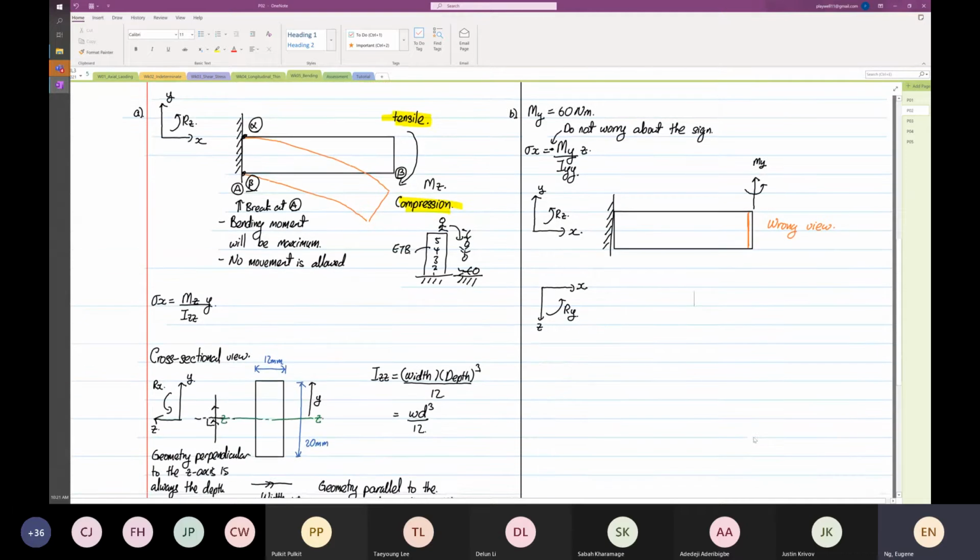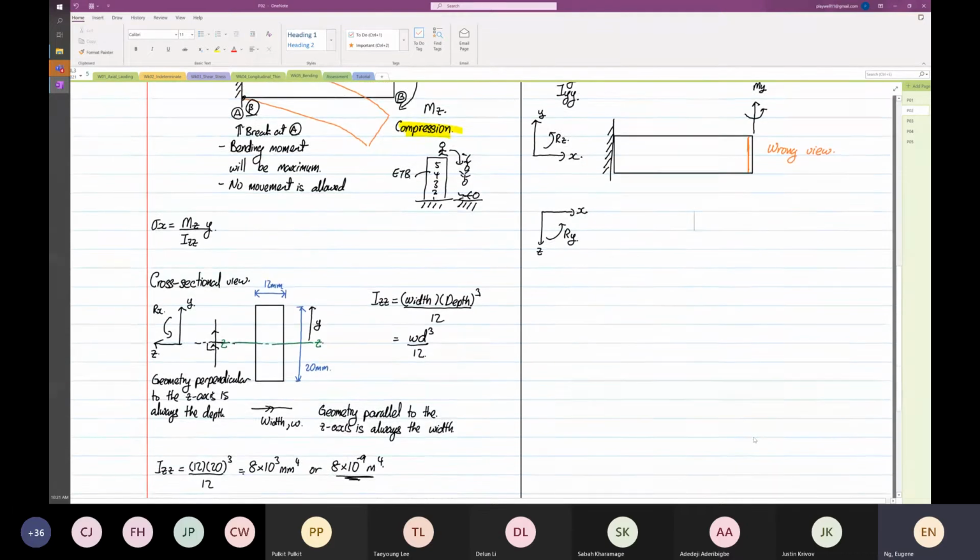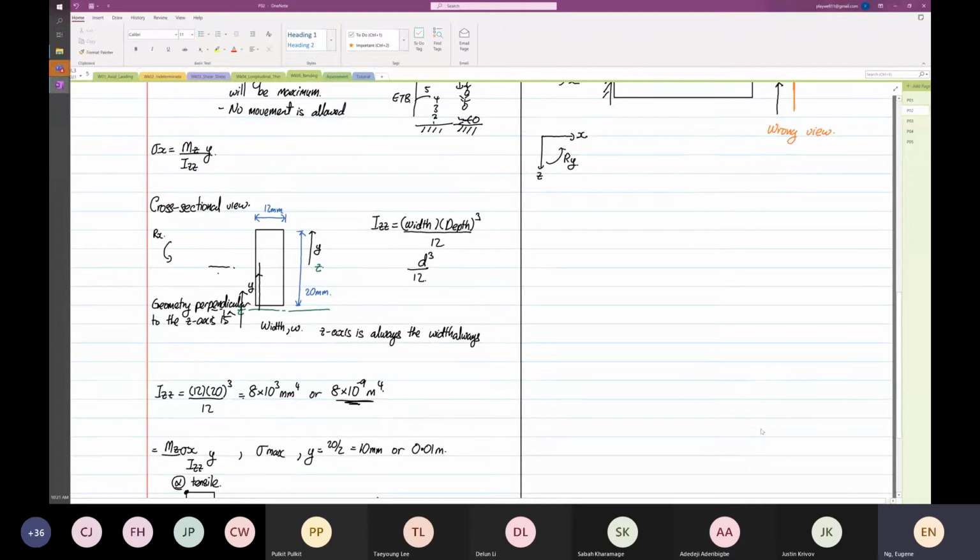Now when we draw that, how does it look? Now it looks like this. Why does it look like this now?